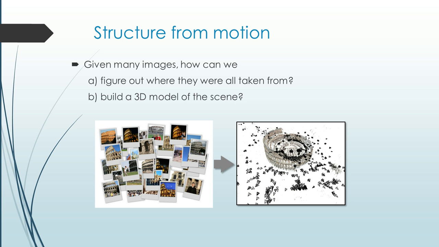So for example, this is an example of what we are capable of doing. Basically, we have many images, and then we can reconstruct all these images into a 3D space representation. So this is basically the structure from motion problem.